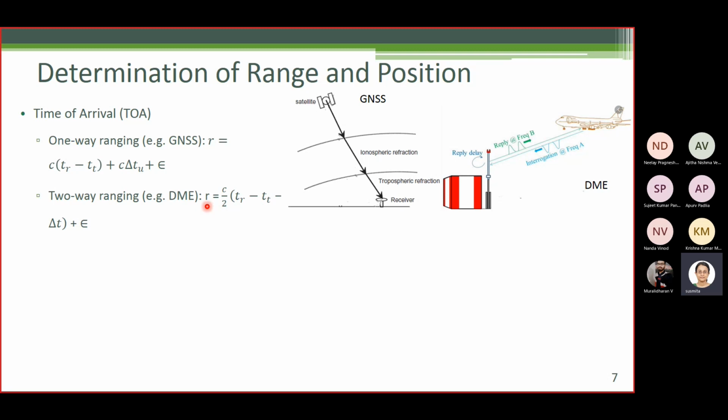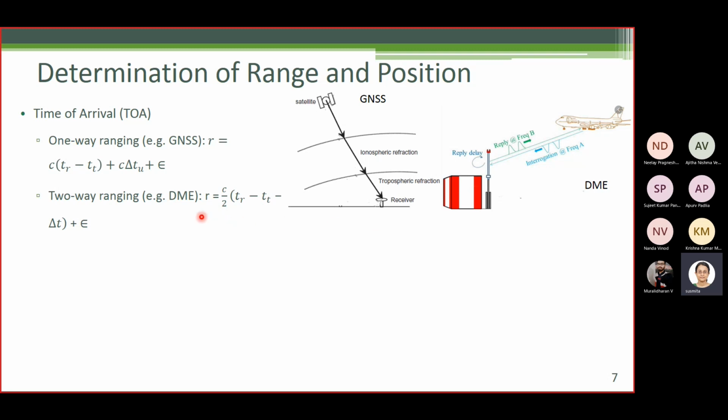Now, what is the range in this case? So TR is the time of reception. We also call it receive time. And TT is the time of transmission. So TR minus TT and minus this delta T, the wait time of the base station. So it waits for some time. Depending on the base station, it will be either 50 microsecond or 56 microsecond, and then sends back the pulse pair. So that also has to be subtracted. So TR minus TT minus that wait time will actually give the round trip time of the signal. That multiplied with the speed of light divided by 2 will give the range to the base station.